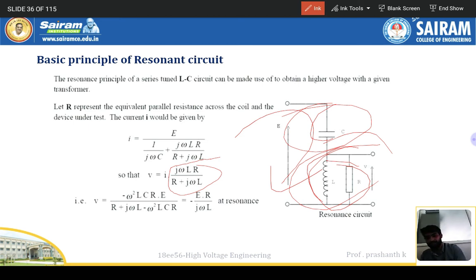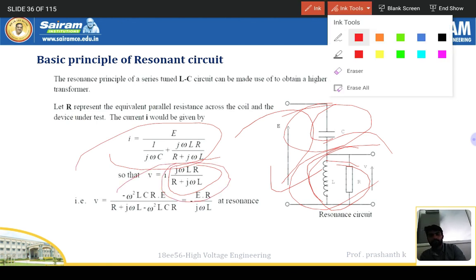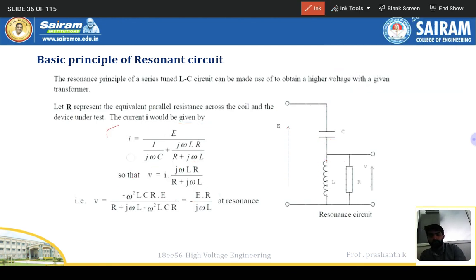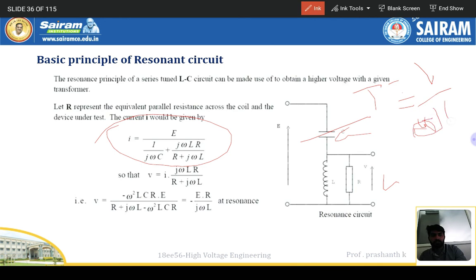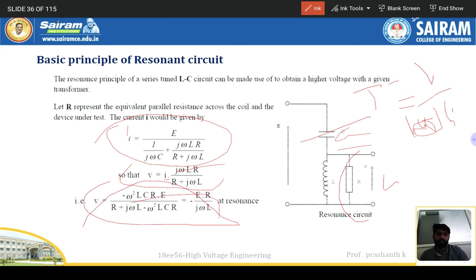Just substitute the values here. This part we substitute here, the I part. I think we got this right. I is equal to V by A plus B, where B is equal to what? These two are in parallel. Finally, V is equal to I into R, the output voltage. I is this one. Substituting over here, we will get this equation. After simplifying, we will get the equation like this.